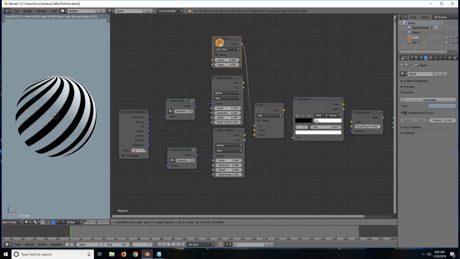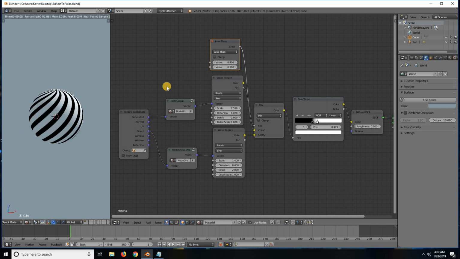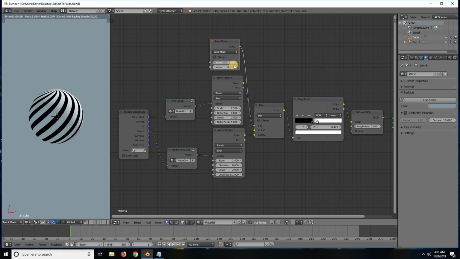Oh, and this less than node up here, try not to worry about that too much. I'm actually just using that as an on-off switch. It's kind of my cheat, so that as I switch between the two materials, you guys don't see the bands break apart and stuff like that and get distracted. I'm just using it as an on-off switch.